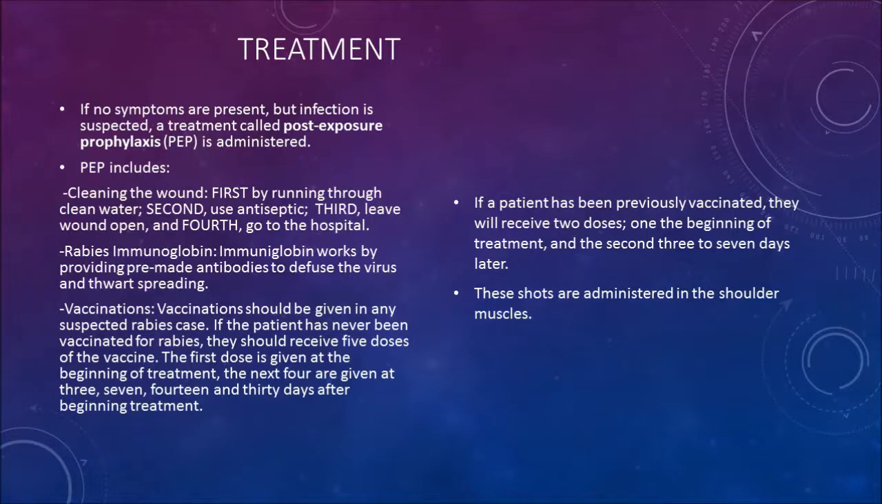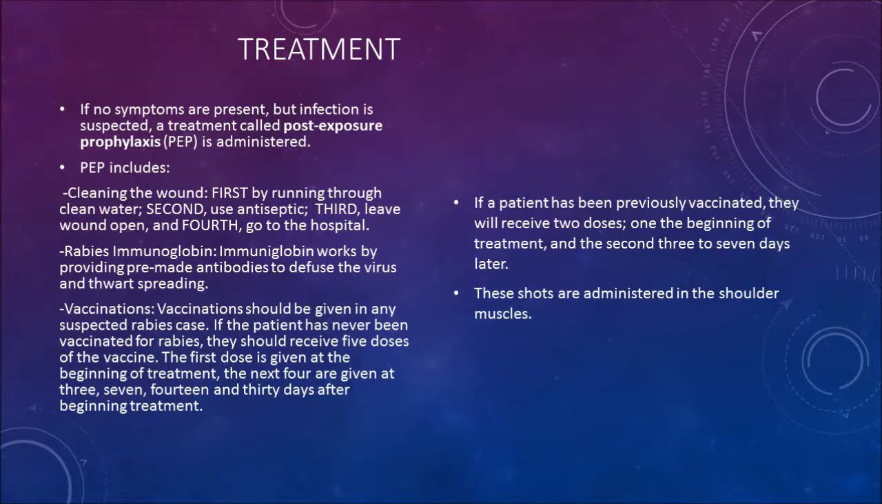The most common treatment for rabies is the post-exposure prophylaxis, and it is administered by cleaning the wound, first by running it under clean water, second using an antiseptic, third leaving the wound open, and fourth going to the hospital. At the hospital, you will receive rabies immunoglobulin, and this works by providing pre-made antibodies to diffuse the virus and thwart spreading. This is the vaccine, and this vaccine should be given in any suspected rabies case.